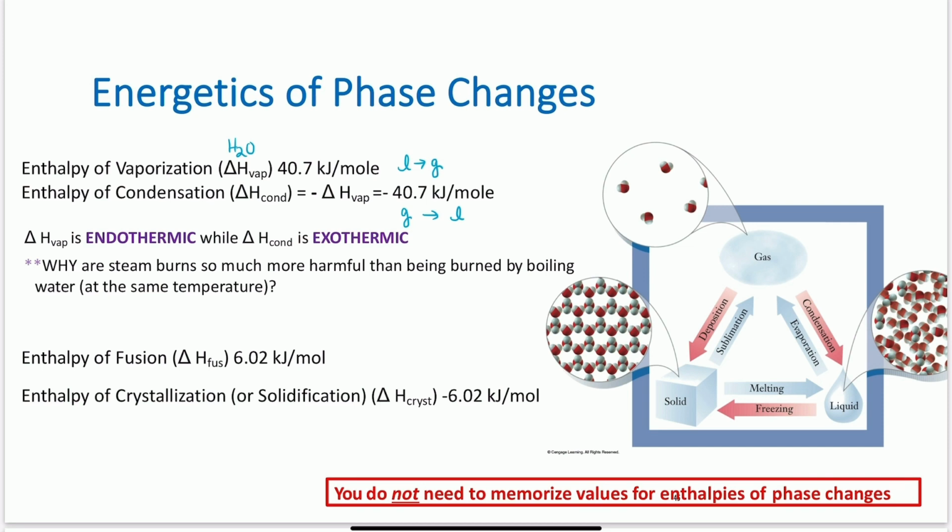Why are steam burns so much more harmful than being burned by boiling water at the same temperature? Because a steam burn is trying to release all of that energy. This is delta H vaporization for water specifically, 40.7 kilojoules per mole. 1 mole of water is only 18 grams. It's not very much. That's a lot of heat. A steam burn is trying to release all that heat, so it's releasing it onto your skin.